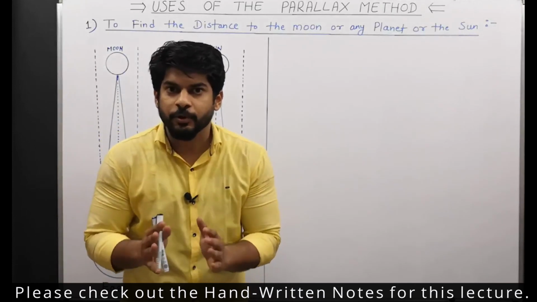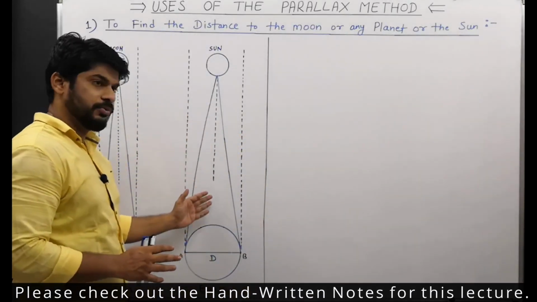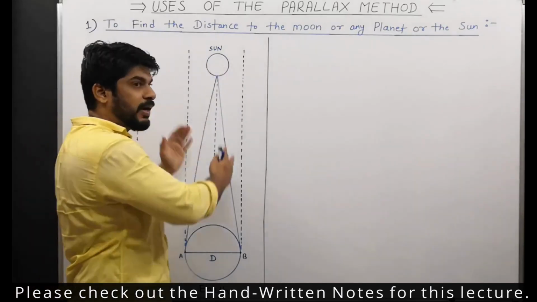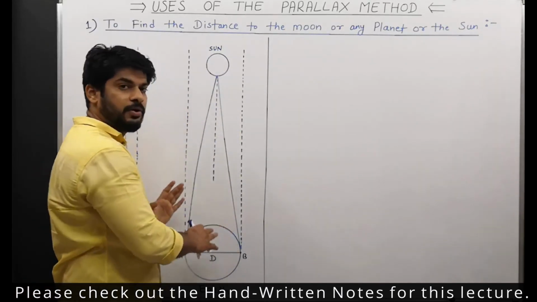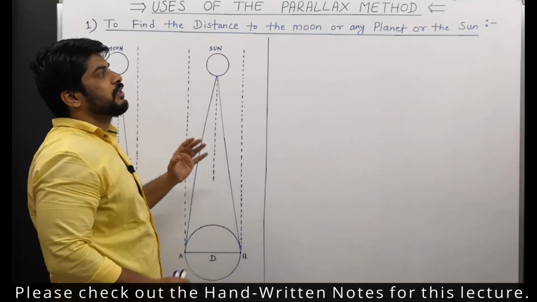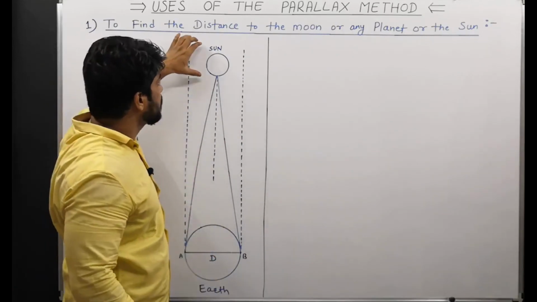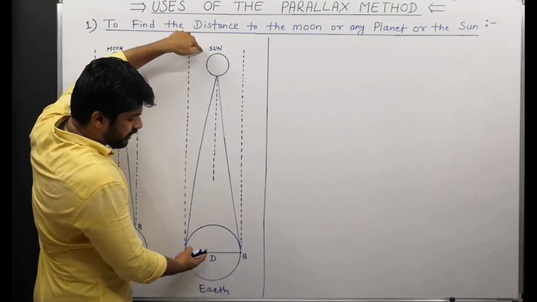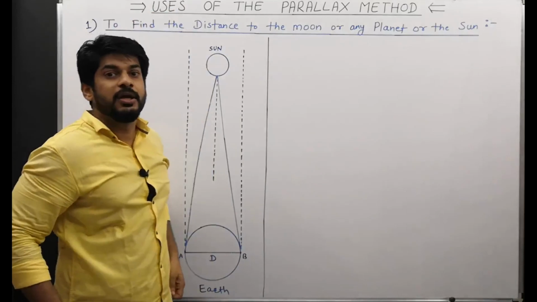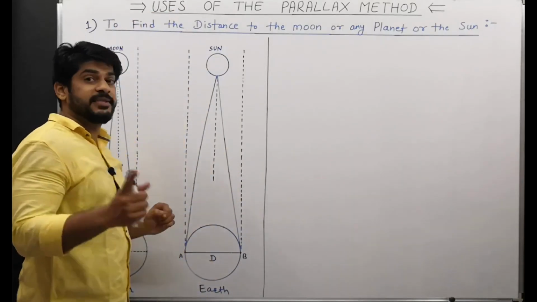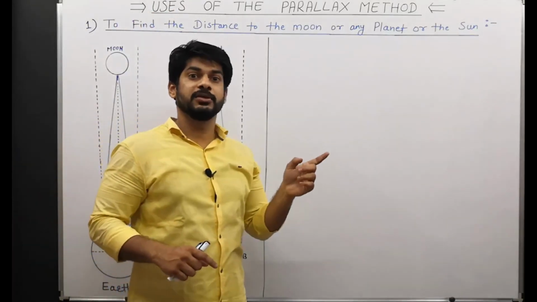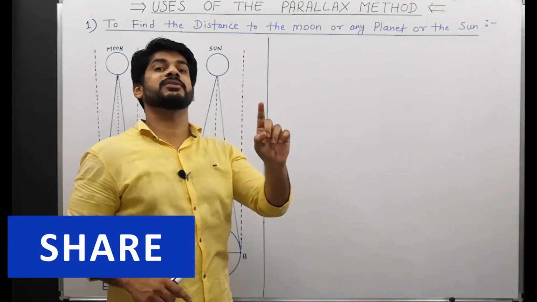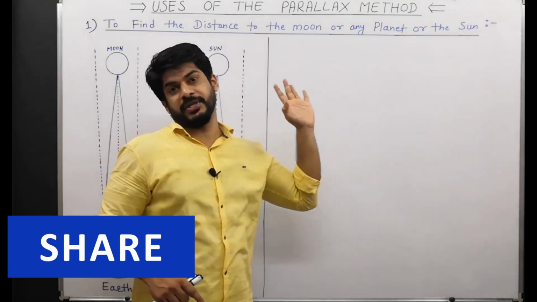Now I'm going to consider this case right here. You can choose the other one also, that is also fine, but for my reference I'm going to choose this one. So let's say that we are finding the distance from Earth to the Sun. Now as I said, first we have to choose the distant object. So we have already chosen the star as our distant object.